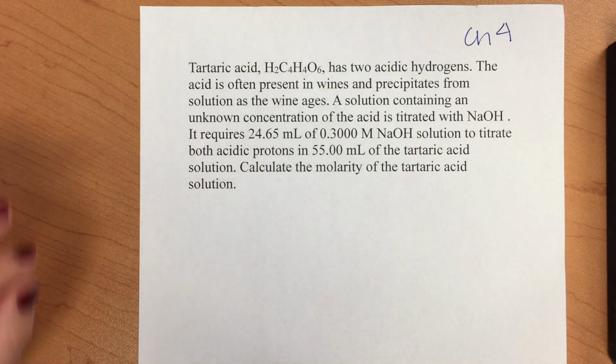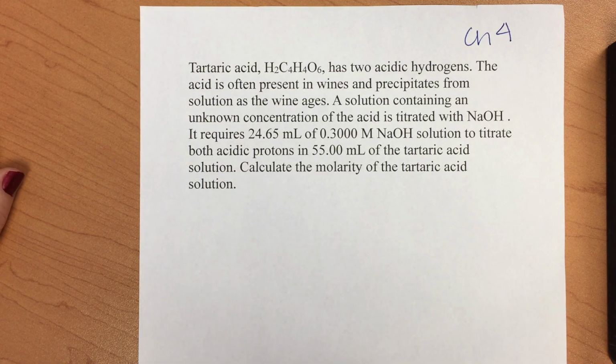Okay, for this problem, tartaric acid, which is H2C4H4O6, has 2 acidic hydrogens. The acid is often present in wine and precipitates from solution as the wine ages. A solution containing an unknown concentration of the acid is titrated with sodium hydroxide.